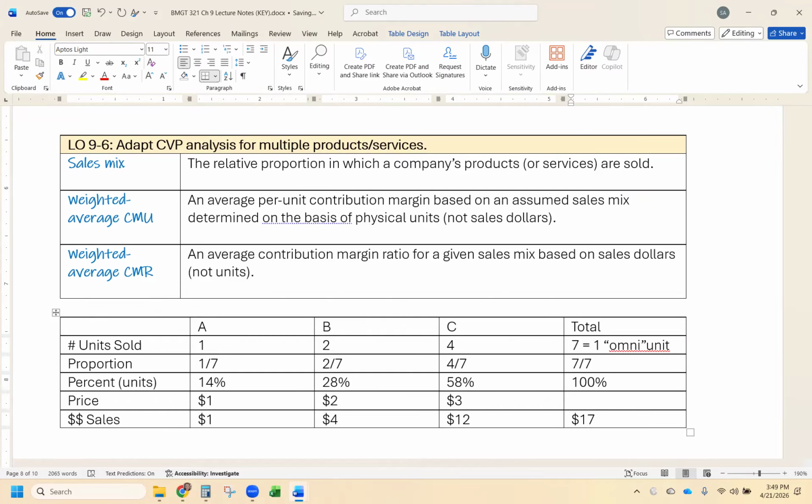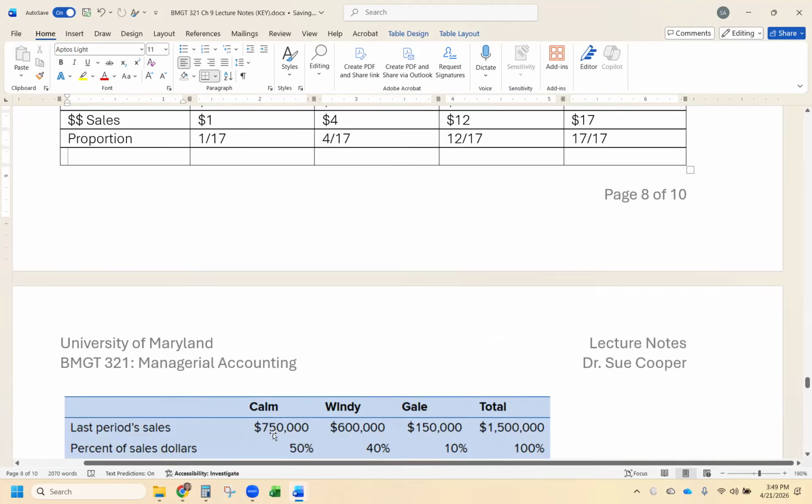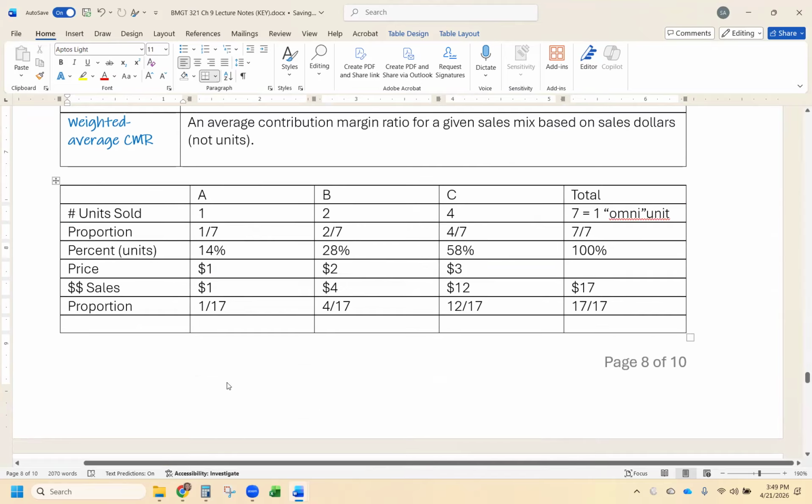So now we've got new proportions. This one's 1 out of 17, this one's 4 out of 17, and that's 12 out of 17. So that's 17 out of 17. And then we'll have new percents.